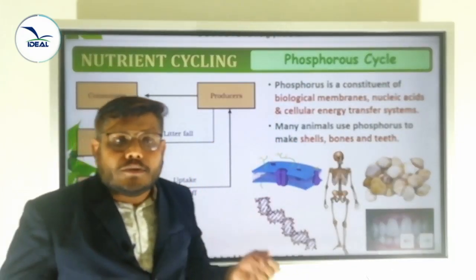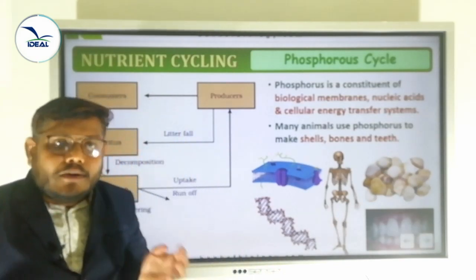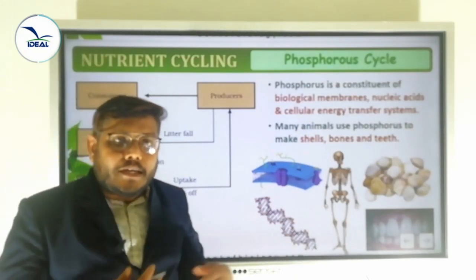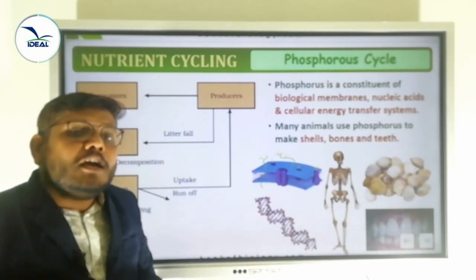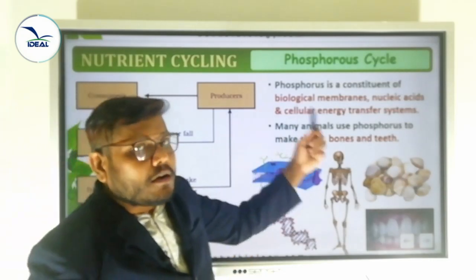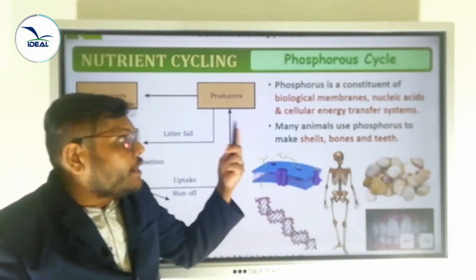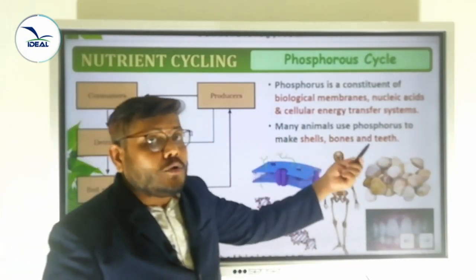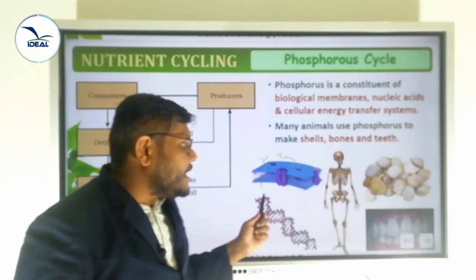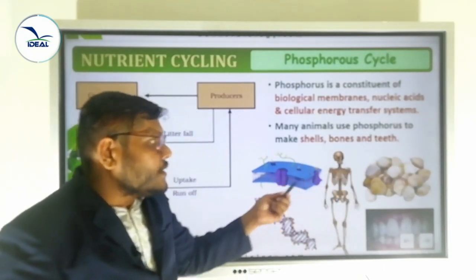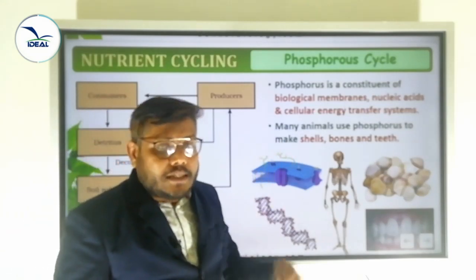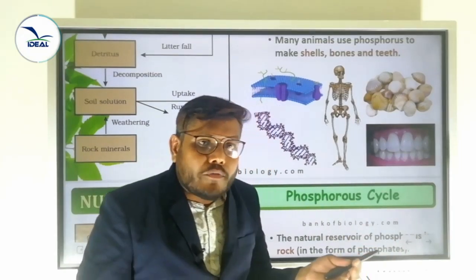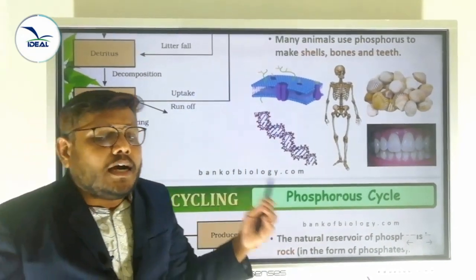Nucleic acid, what is nucleic acid? DNA and RNA, in which the phosphate group is present. Then the cellular energy transfer system, that is ATP, adenosine triphosphate, in which phosphorus is present. So we can say that it is a constituent of the biological membrane, nucleic acid and cellular energy transfer system. At the same time, many animals use phosphorus to make shell, bones and teeth. Our bones and shells are all made up of phosphorus other than calcium. Is it clear? We already explained that the reservoir of the sedimentary cycle is the earth's crust.